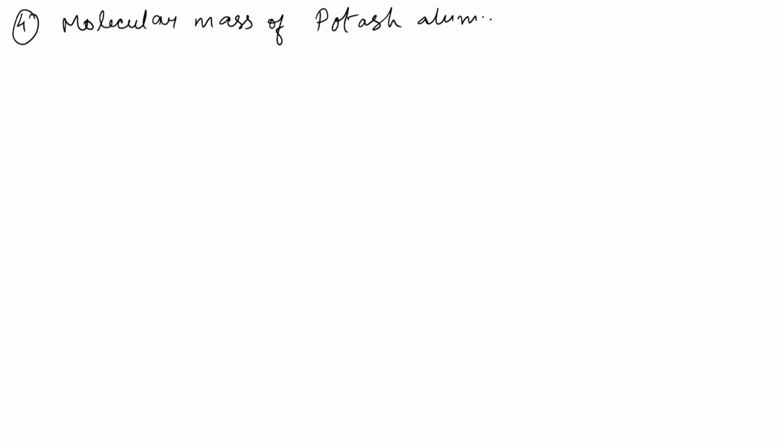What is potash alum? This is K2SO4 Al2(SO4)3 and 24 H2O. Okay.